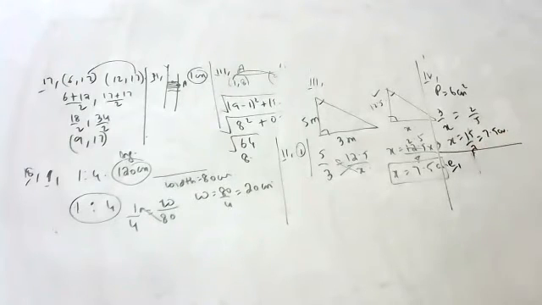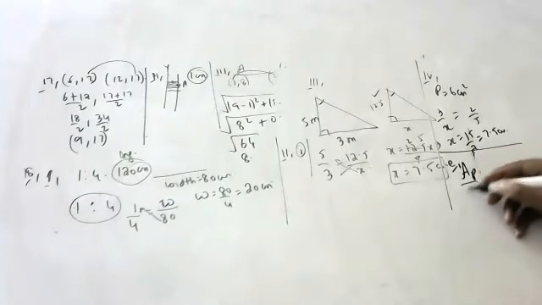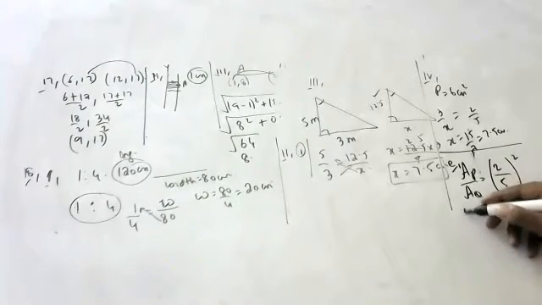Next, the last one, children. Calculate the area of shape Q. Children, for the area of shape Q you have to use the area theorem. I don't think you have learned the area theorem, but anyway, area of P by area of Q is equal to the ratio of squares of corresponding sides.